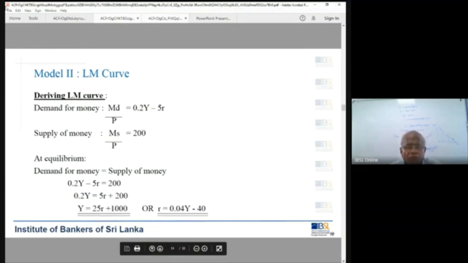Now demand for money. Deriving the LM curve mathematically, right?